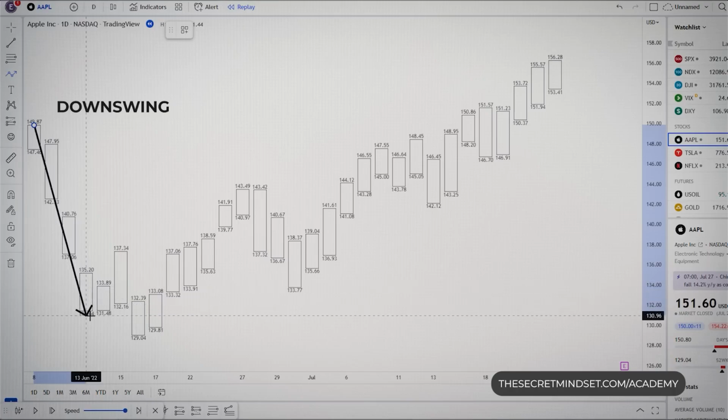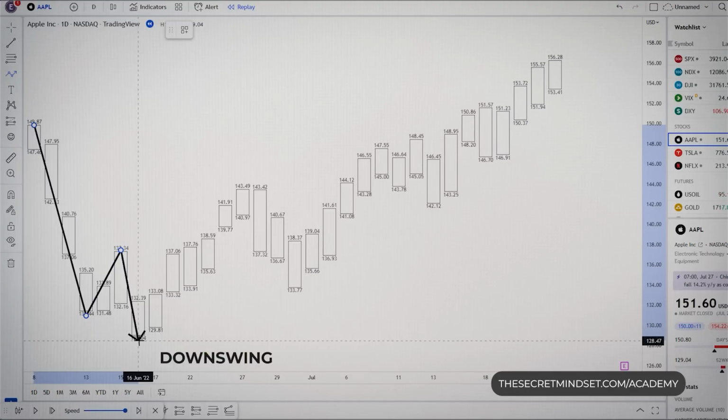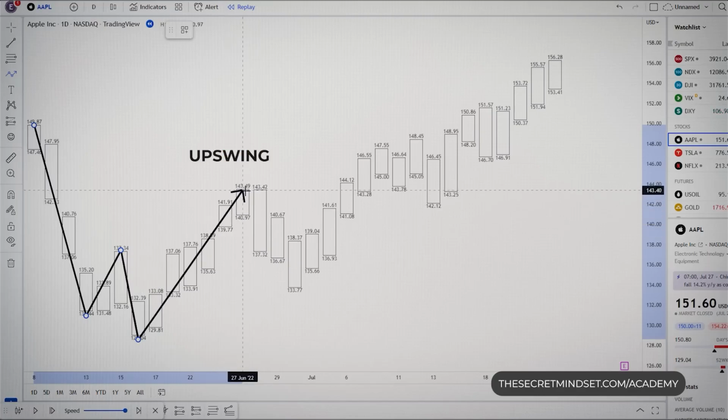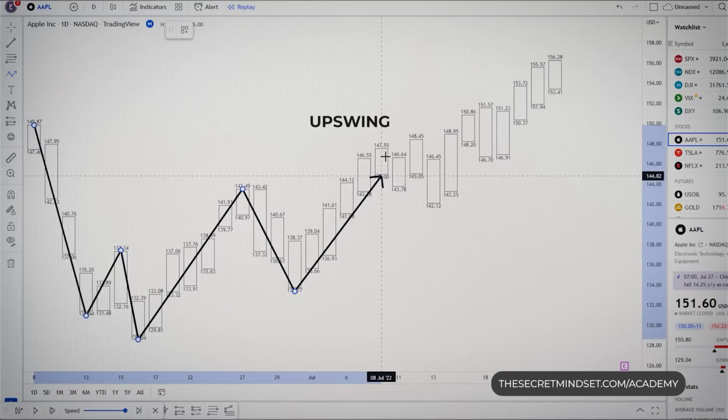First we have a downswing with many consecutive bearish candles. Then an upswing. This is the candle which interrupts the previous down leg. And another downswing. This is the candle which ends the upswing. Then market forms an upswing. And another downswing. Upswing once again.